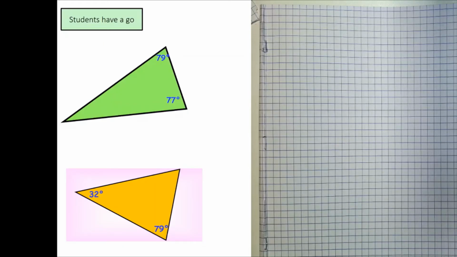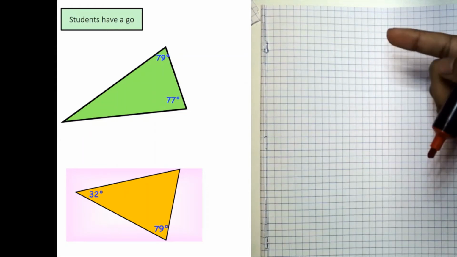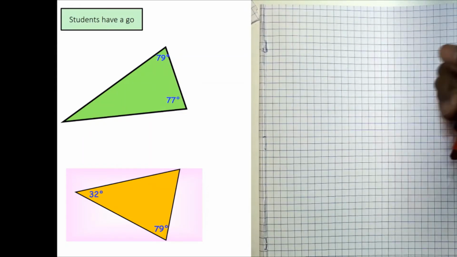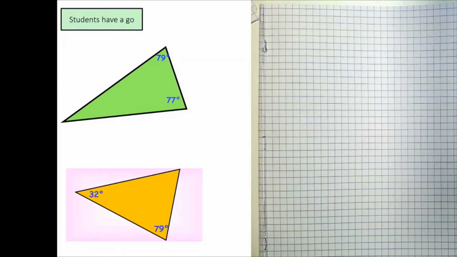Now I want you to have a go at these examples. I've gone through two. Using the same method, I want you to get these two. Now, all you're doing is finding the angle that doesn't actually have a size on it. So you have 79 and 77 degrees. You don't know the third angle, and that's what I want you to work out. And it's the same for the yellow triangle. So have a go, pause the video, of course, and once you're ready, unpause it, and I'll also be going through it.